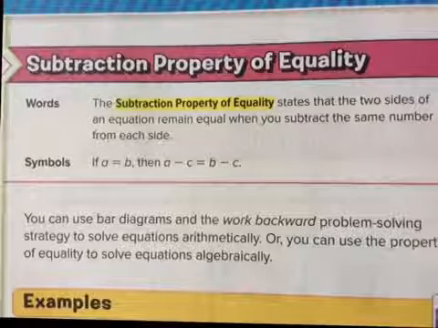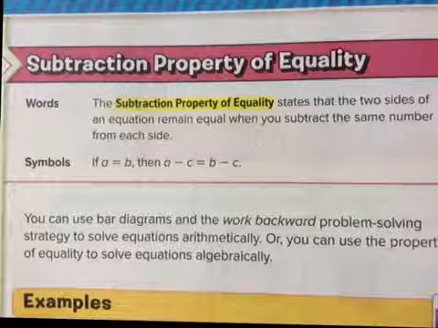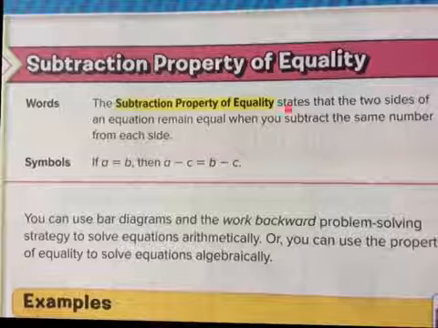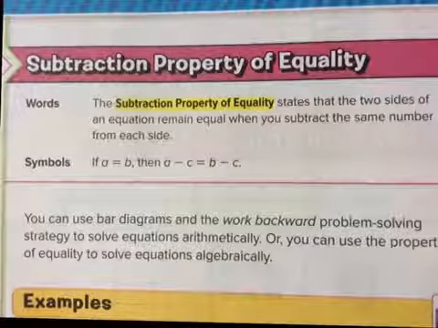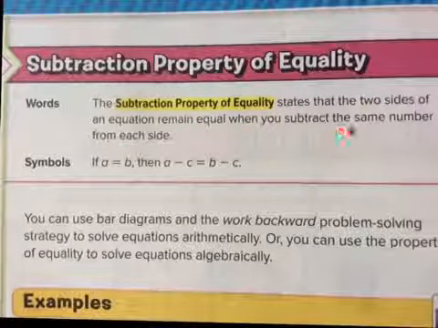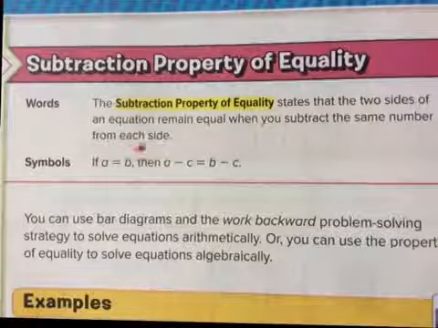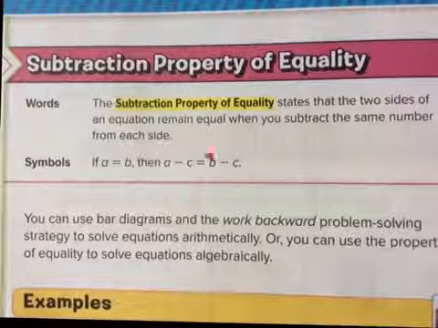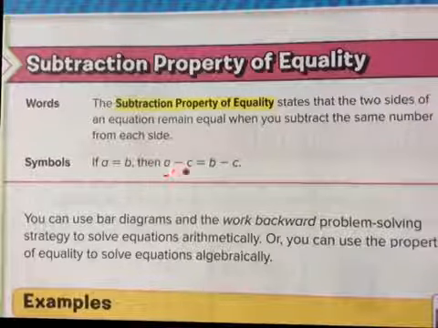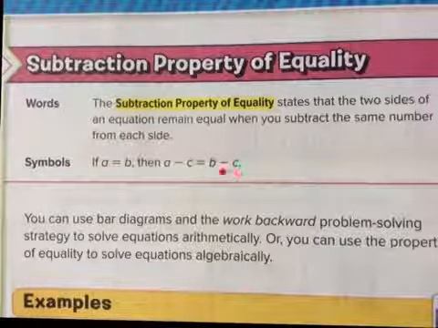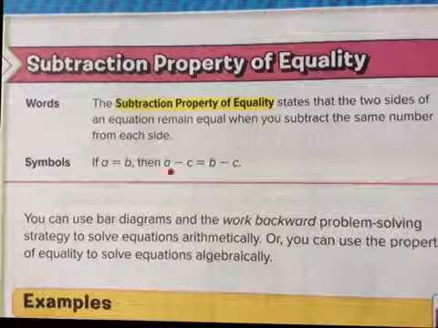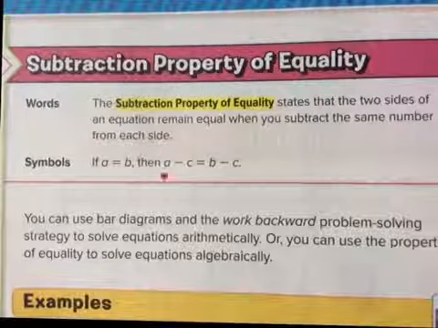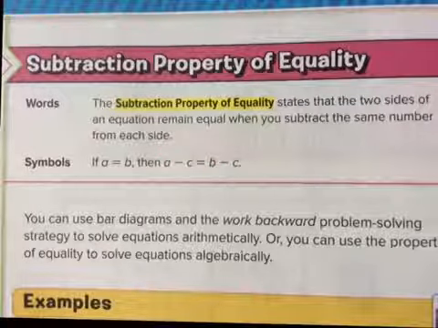Okay, a key concept for today is the subtraction property of equality. So we're going to use the subtraction property of equality. It states that the two sides of an equation remain equal when you subtract the same number from each side. So similar to addition, when we subtract from both sides, it must remain true. So it's saying A minus C will be the same as B minus C. So you see I'm taking C away from here and C away from here, meaning A is equal to B.